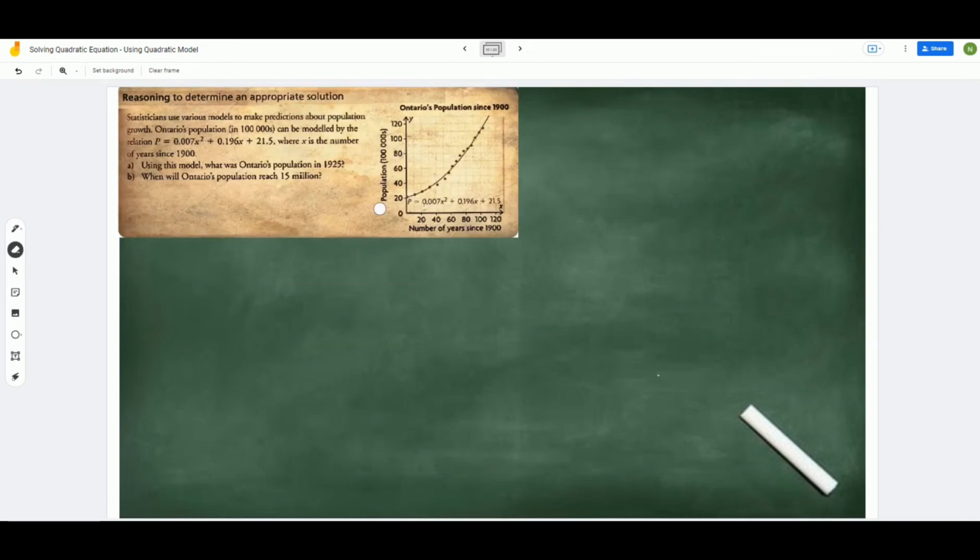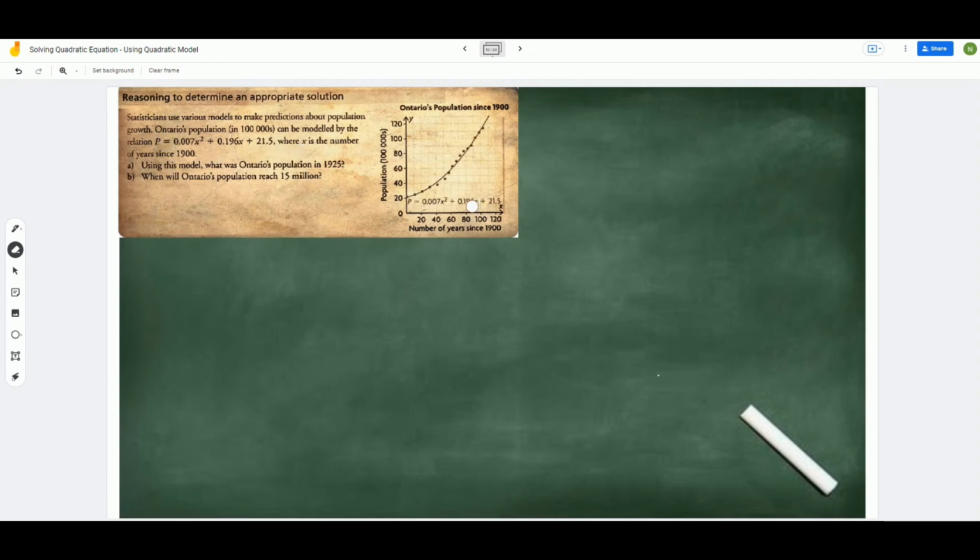Let's look at the question. Statisticians use various models to make predictions about population growth. Ontario's population in 100,000s can be modeled by the relation P equals 0.007 x squared plus 0.196x plus 21.5, where x is the number of years since 1900. Question A: using this model, what was Ontario's population in 1925? B: when will Ontario's population reach 50 million?